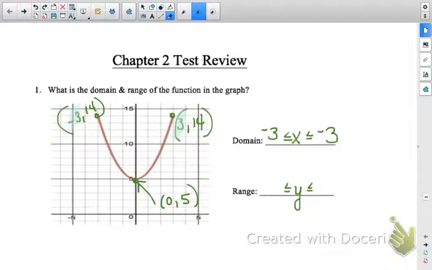Make sure you look at your y values. So the lowest y value is 5, and the greatest y value is 14. So there's your domain and your range for that particular function. And it is a function because it passes the vertical line test.